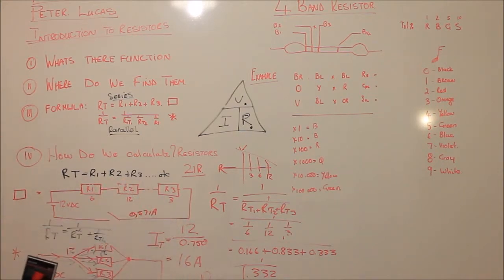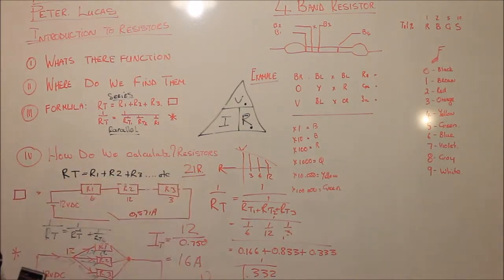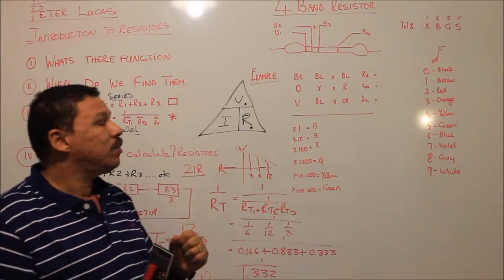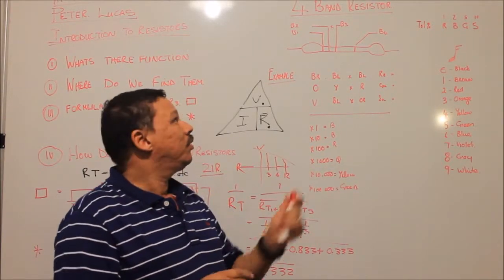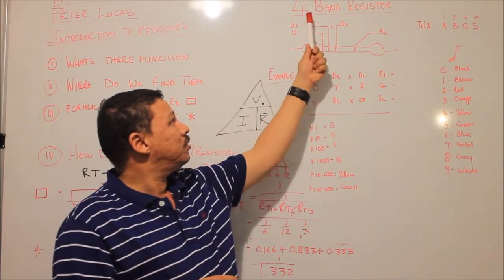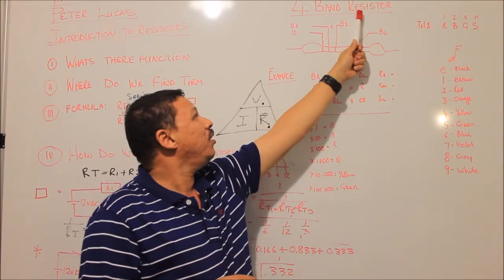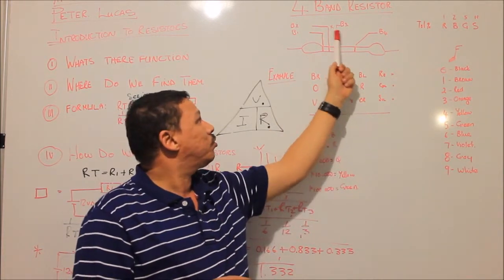So now we've covered that part. Let's go on to the last part, which is how do we calculate resistors. So if we have a resistor in our hand and we want to find what the value is, the resistor that we will be discussing is a 4-band resistor. It is exactly the same as a 5-band resistor. It's just one extra band on the calculation side.